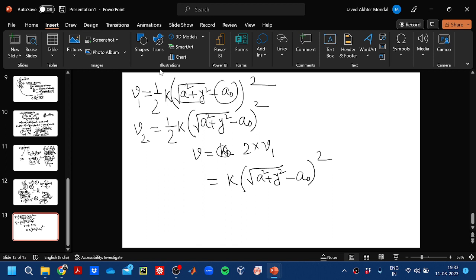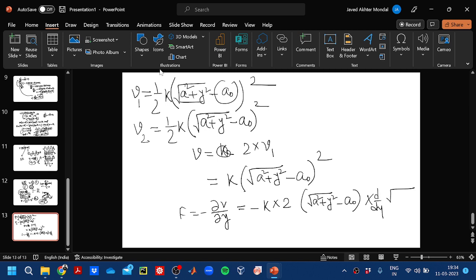So if we know our potential, then what will be our force? Force is basically minus dV/dy. So it will give us minus k into 2 root under a square plus y square minus a0, and we have to differentiate this. So this will give us d/dy of root under a square plus y square.